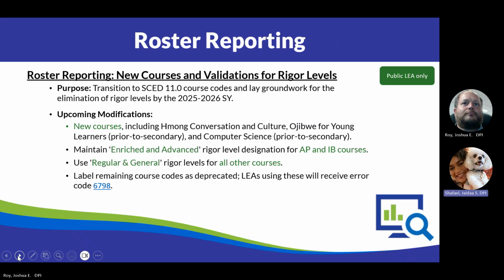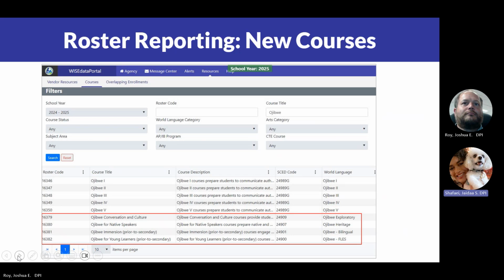An example of the new courses that we have here are Ojibwe. So we added this indigenous language last year, but we only added the 5 top ones. Just to mirror what we have for other world languages, we're adding 4 additional options. So you will have Ojibwe conversation and culture, Ojibwe for native speakers, immersion, and Ojibwe for young learners. And you'll see that for all the other 5 indigenous languages and for Hmong as well.